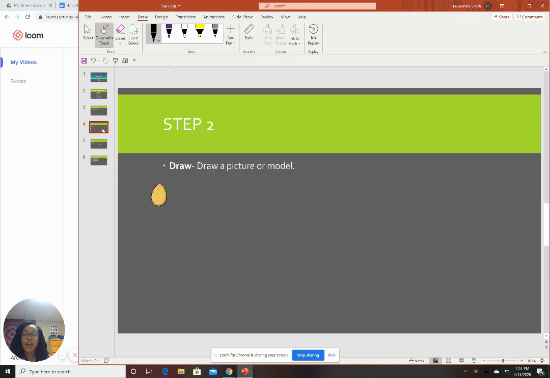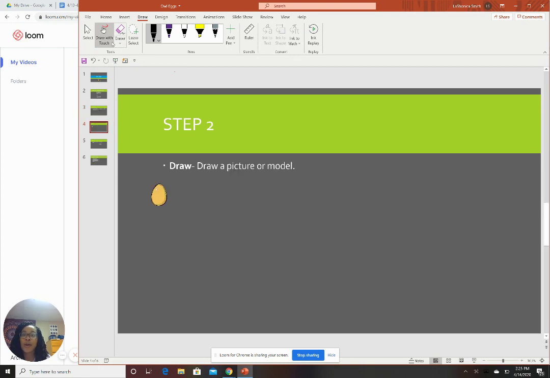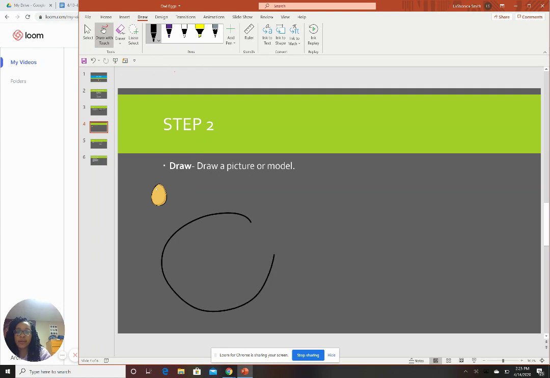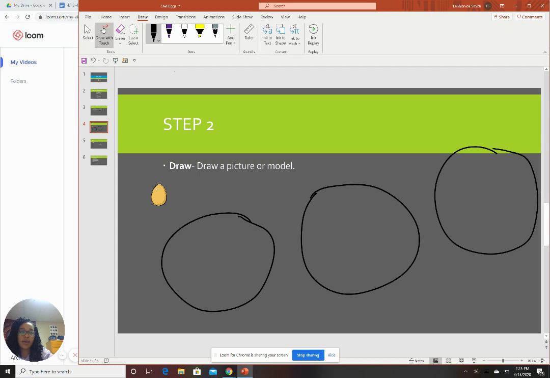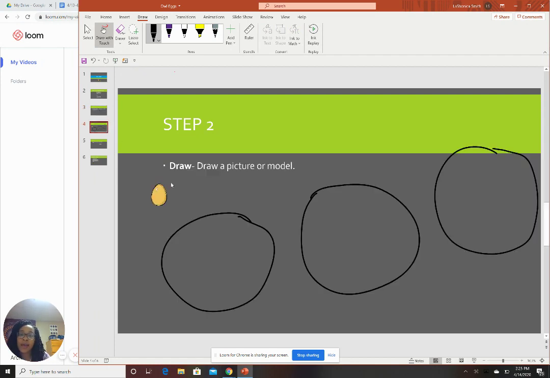All right, so we're going to draw a picture or representation of our problem. So I'm going to go back to our problem, and the first thing that we circled was that there were 3 owl nests. So I'm going to go ahead and draw 3 circles to represent my owl nests. 1, 2, 3, okay? And then if I go back, the second thing that I circled was that each nest had 6 eggs, okay? So we're going to go ahead and add 6 eggs into our nest.